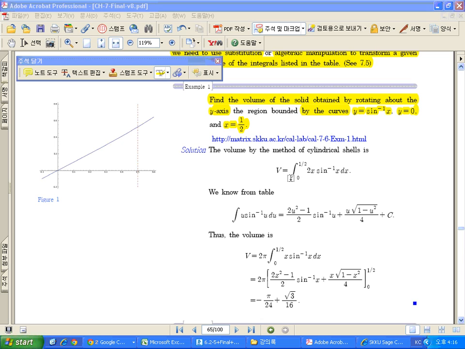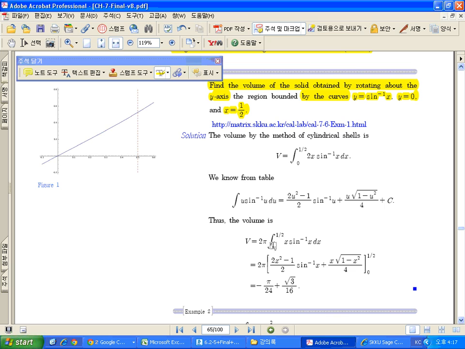V is equal to the integral from 0 to 1/2 of 2x arc sine x dx. We know from the table that the integral of u arc sine u du can be written in this way. So the volume is this.